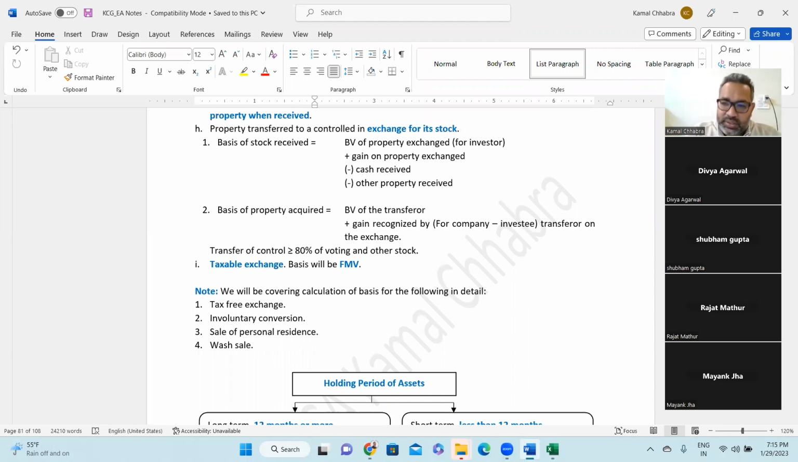So basis of stock received. What will be the basis of stock received? Book value of the property you have exchanged, plus the gain on the property you have exchanged, minus any cash, or minus other property if you have received any from them. That will be the basis of the stock which you are receiving as investor. What will be the base that the company will record? Book value of the transferor, plus gain recognized by the transferor, right? That will be the value of the property to be recognized in the books of accounts.